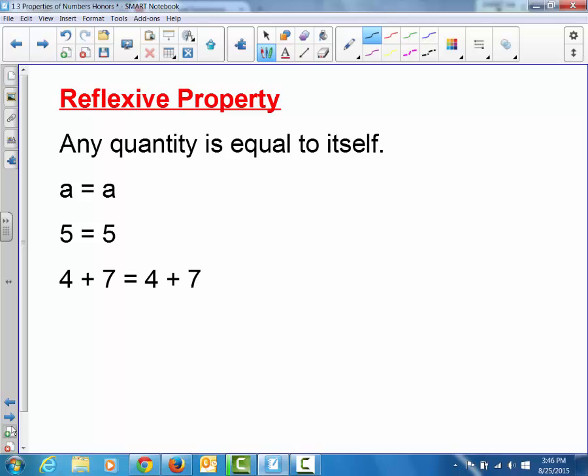The reflexive property is any quantity is equal to itself. For example, A is equal to A, 5 is equal to 5, 4 plus 7 is equal to 4 plus 7. Something that might help you to remember the reflexive property is that when you look at your reflection in the mirror, you're seeing yourself. It's the same thing, okay?